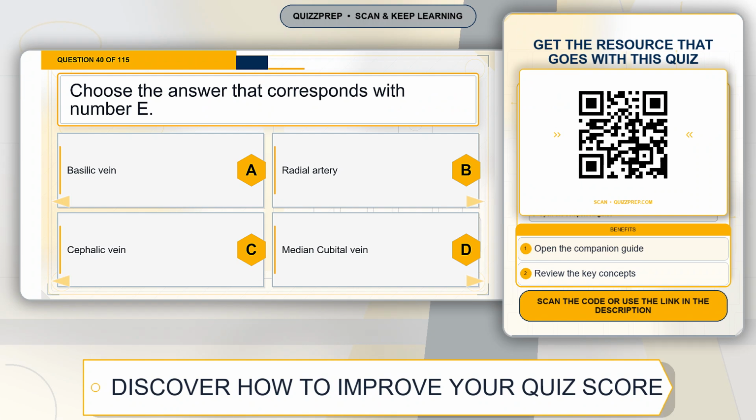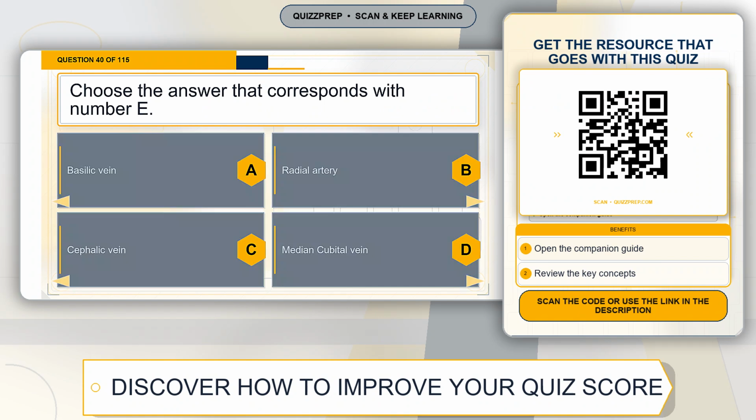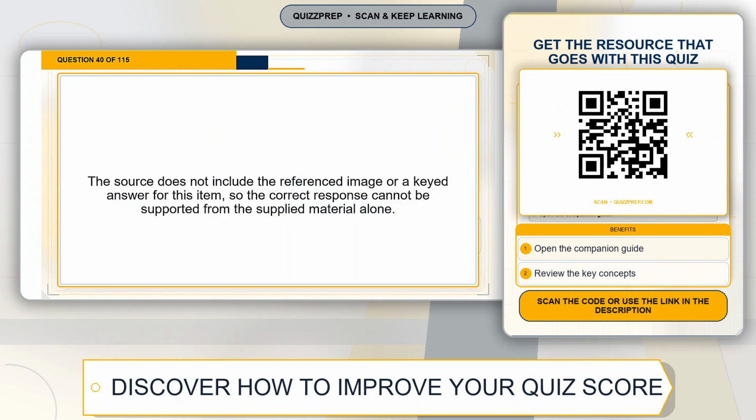Question 40. Choose the answer that corresponds with number E. Option A, basilic vein. Option B, radial artery. Option C, cephalic vein. Option D, median cubital vein. The correct answer is not shown. Explanation. The source does not include the referenced image or a keyed answer for this item, so the correct response cannot be supported from the supplied material alone.